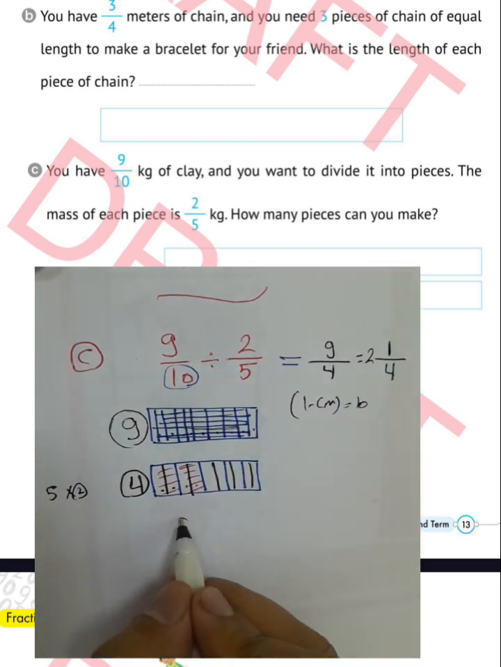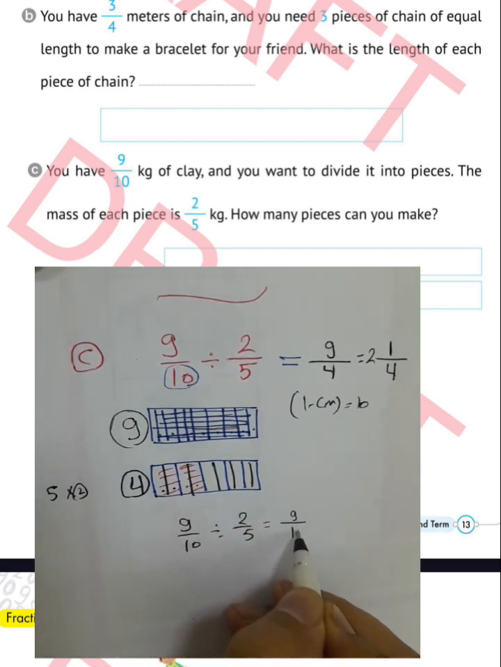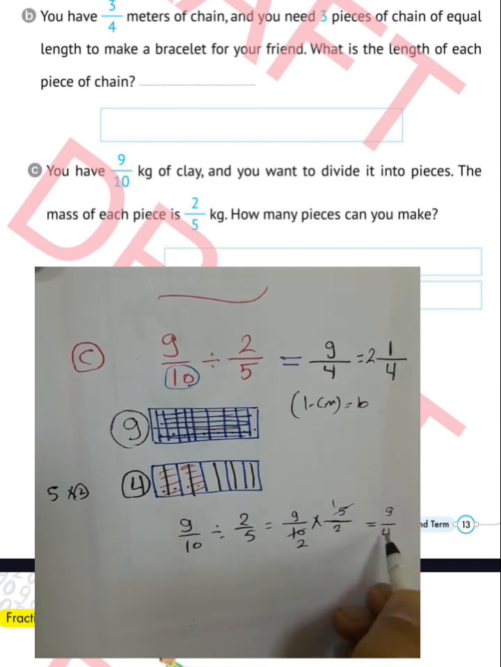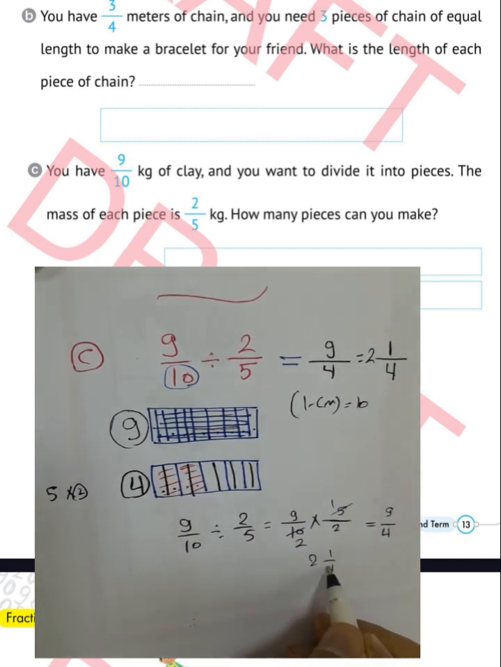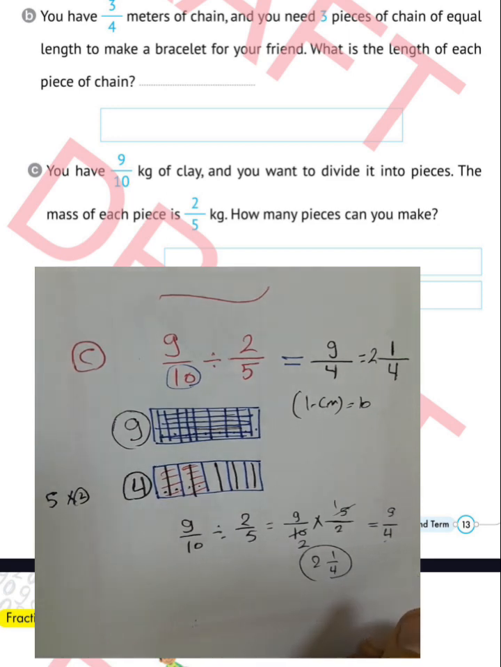You know, 9 over 10 divided by 2 over 5, we can write 9 over 10 times 5 over 2. 5 divided by 5 is 1, 10 divided by 5 equals 2, then the result will be 9 over 4, exactly the result, 2 and 1 over 4. Then the number of pieces I will get will be 2 and 1 over 4 pieces.